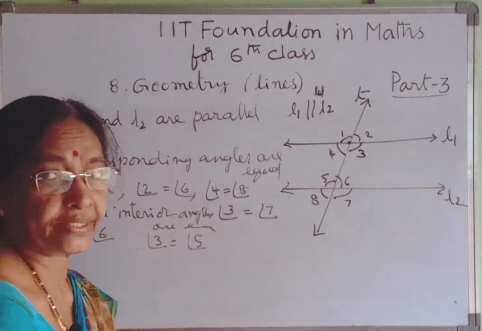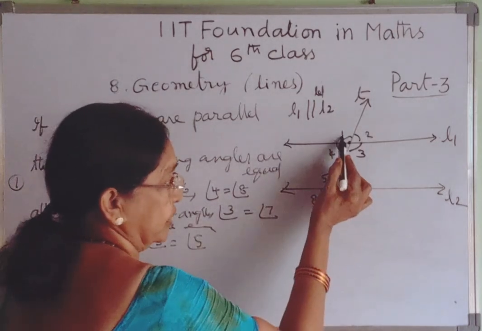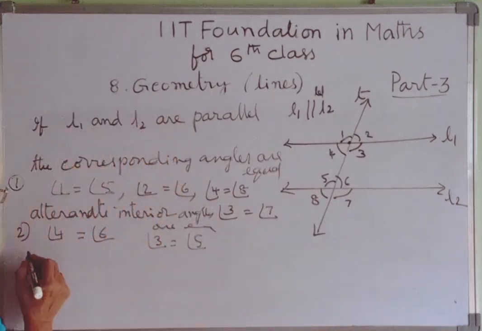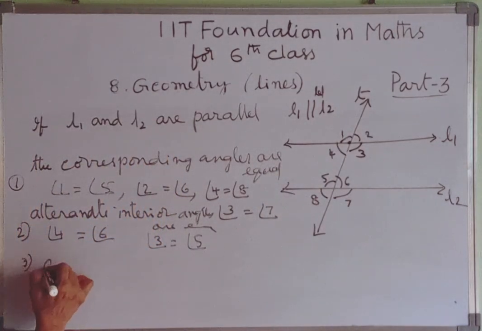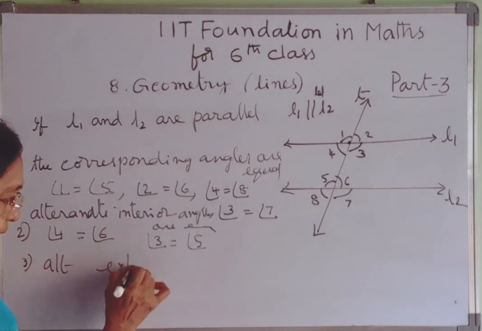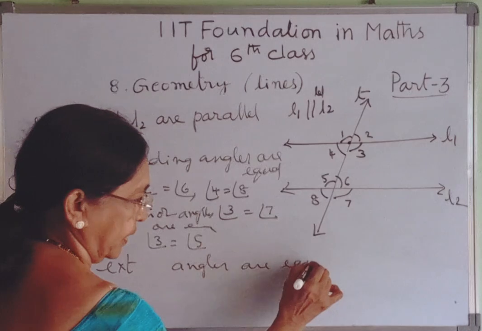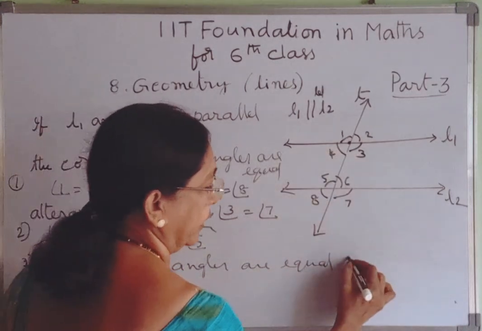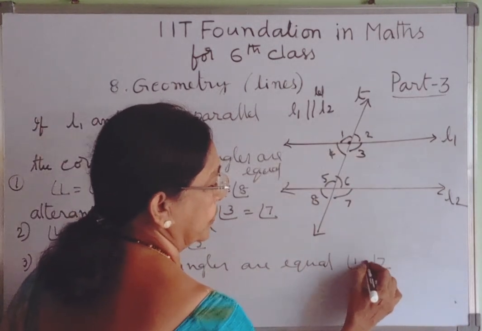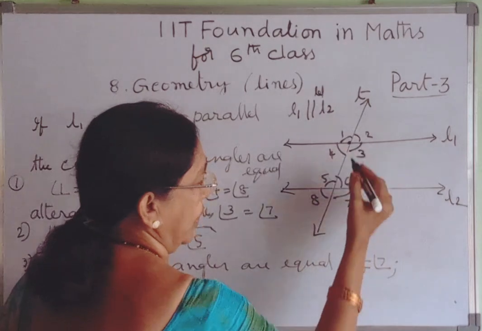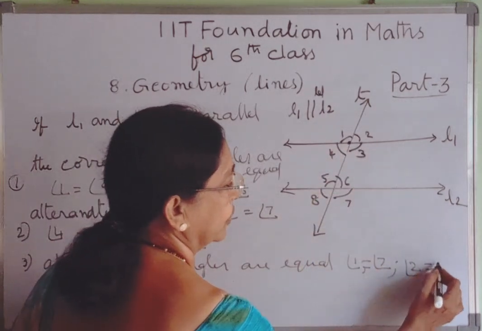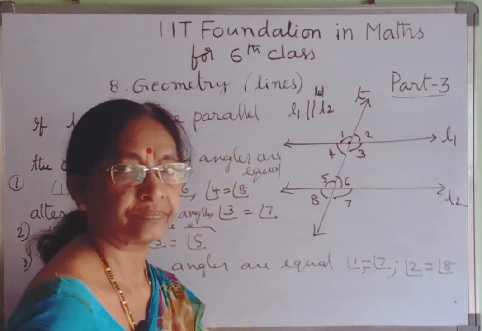Next, alternate exterior angles are equal. That is 1 and 7. They are angle 1 and angle 7, so they are equal. Also, angle 2 is equal to angle 8.